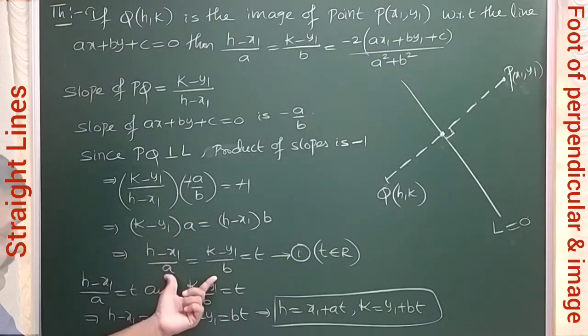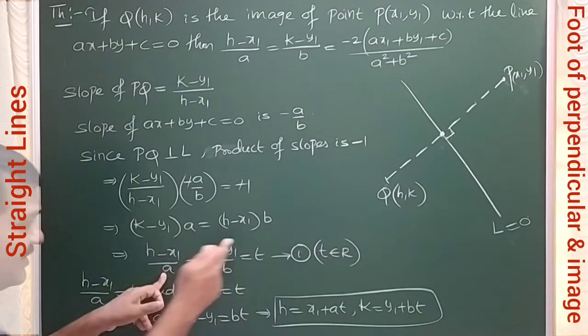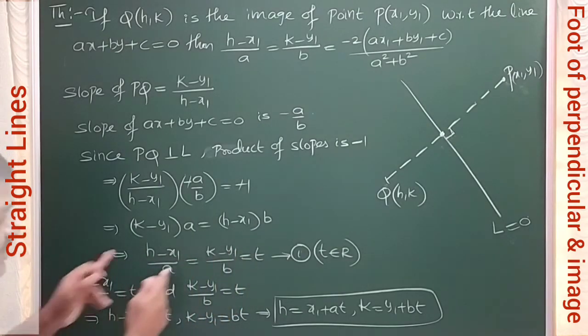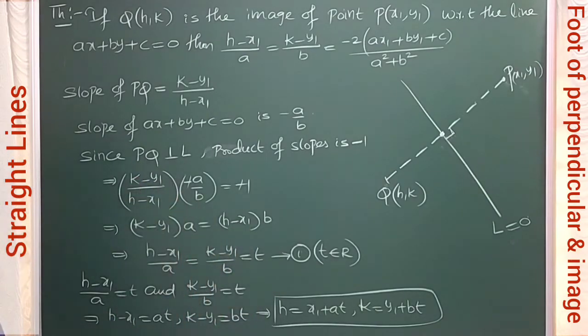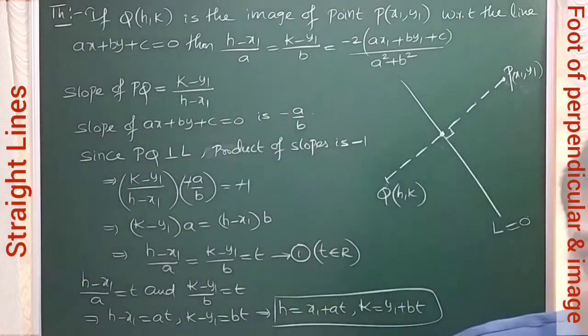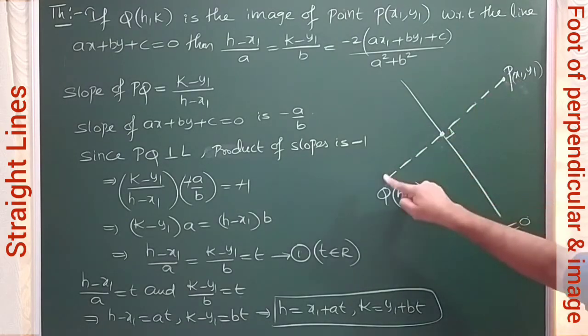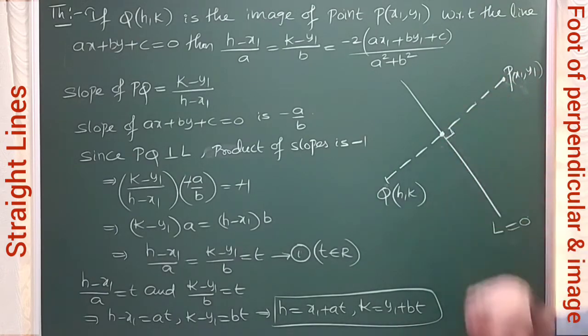So we got this statement, we took that equal to some t, where t is some real number, equating this with t and equating this with t, we got the value of h and k. Up to here it is the same when compared with the previous theorem. Now the concept changes. Now what we will do is, the midpoint of these two will lie on the line.